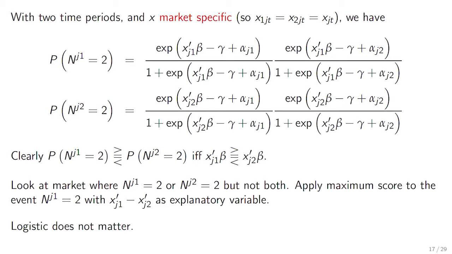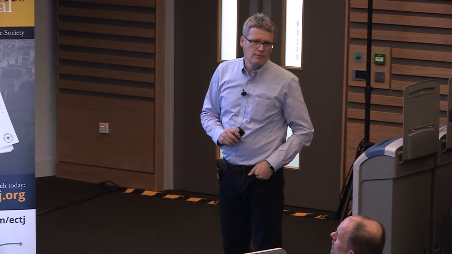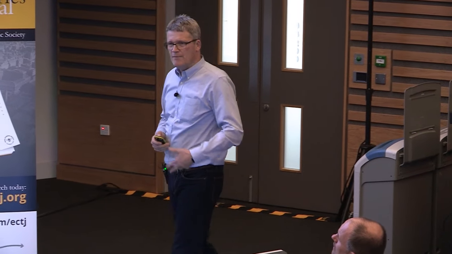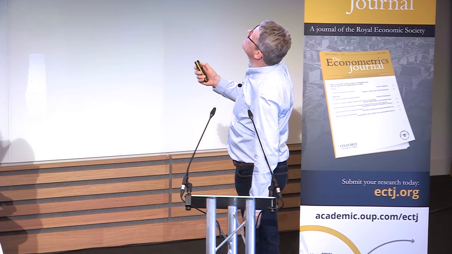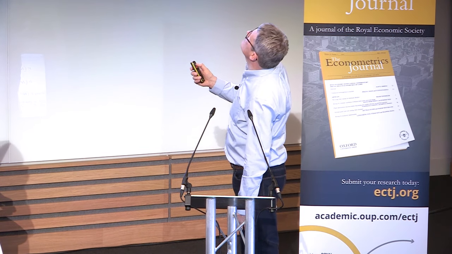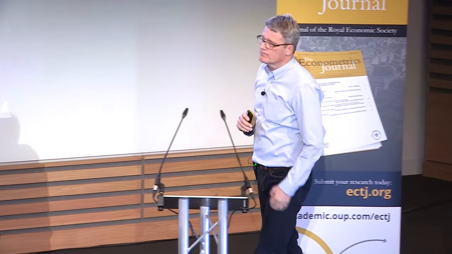And clearly, just look at them. The x's are the same for the 2 firms because the x's are market-specific. Clearly, the probability that there are 2 firms in time period 1 is bigger than the probability that there are 2 firms in time period 2 if x1 beta is bigger than x2 beta. So in this model, you can use maximum score kind of arguments to identify beta without making assumptions about these market-specific fixed effects, firm-specific fixed effects. Okay?